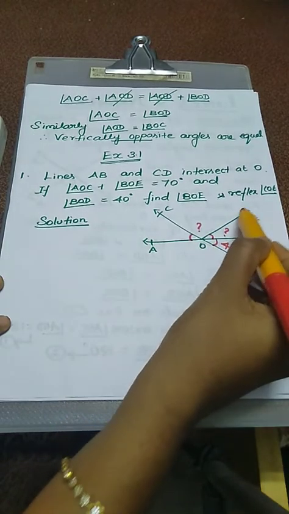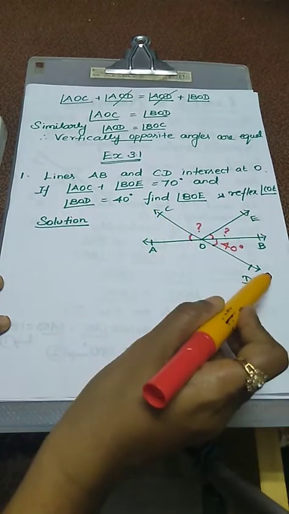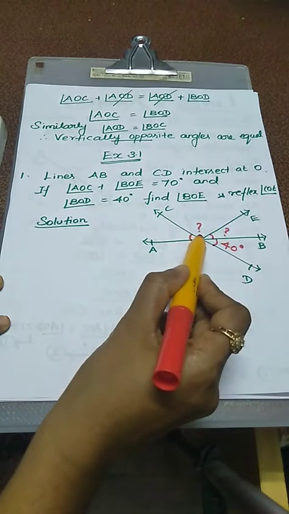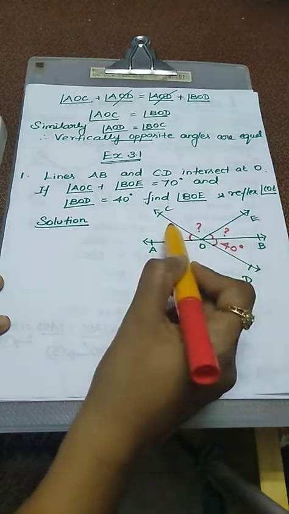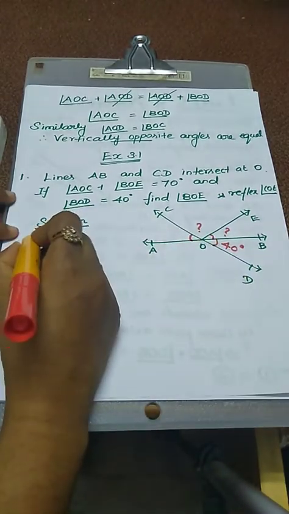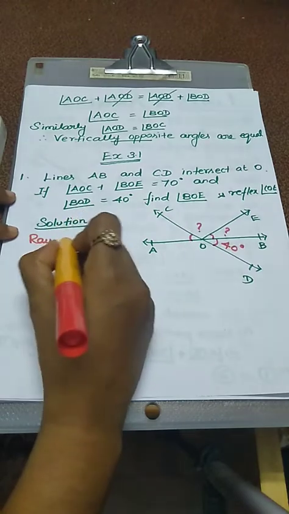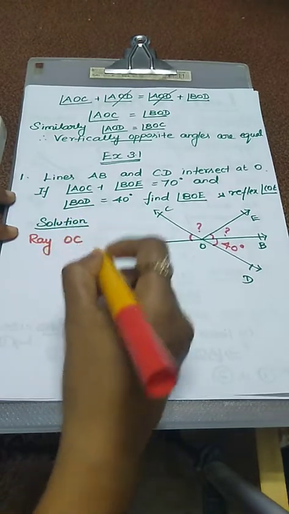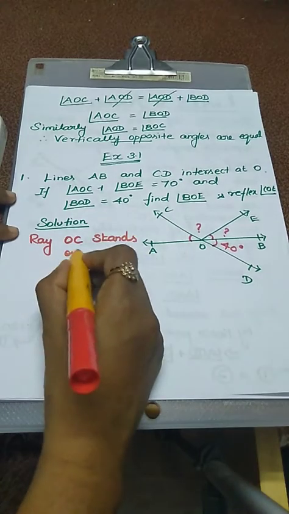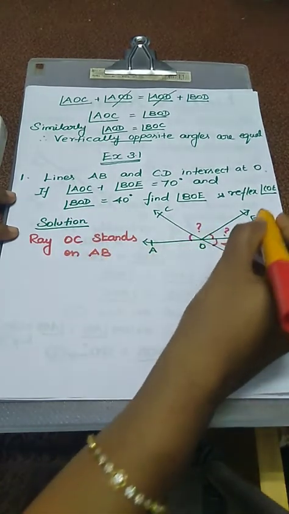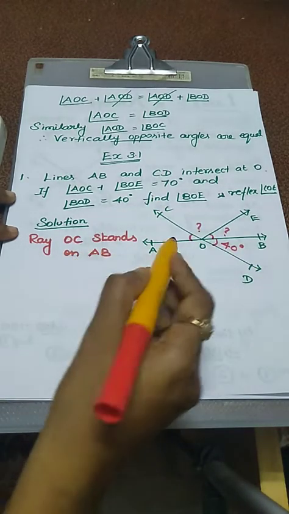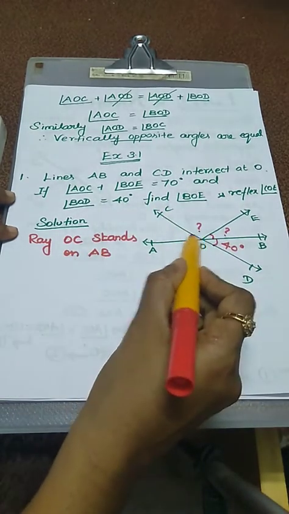Actually this ray OE stands on the line CD. Okay, we have to apply this. And ray OC stands on the line AB. So we are going to apply these two conditions here. Okay. First write the given: ray OC stands on AB and the next ray OE stands on CD. First we just apply this condition only. Ray OC stands on AB.